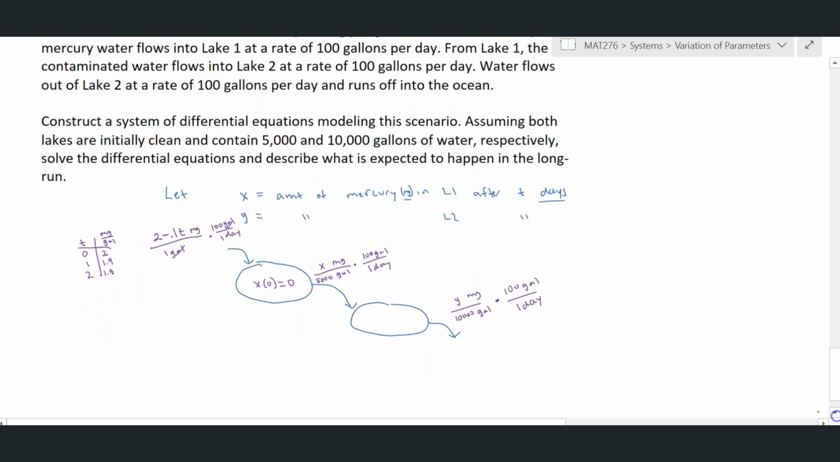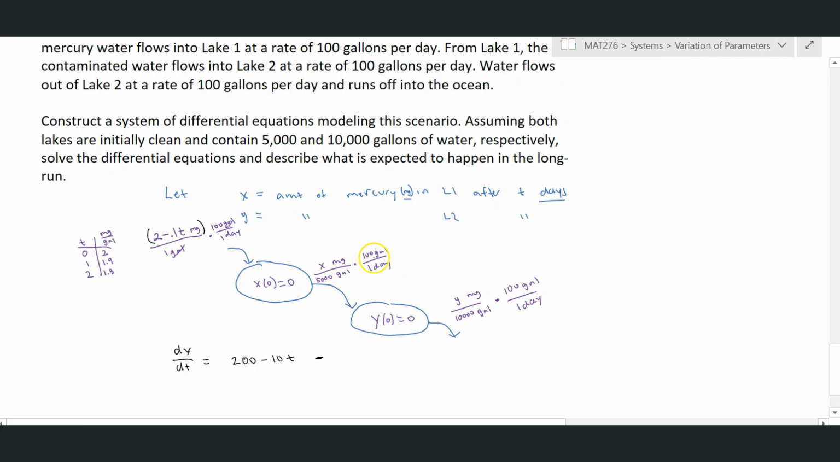Now we can collect the appropriate terms and write our models. I guess we should have also said that y of 0 equals 0. And now we can write dx dt. So it's going to be the rate of milligrams per day in. Well, that's going to be just the 2 minus 0.1 t times 100, which I'll go ahead and write as 200 minus 10t. And that will just make it so that I distribute the 100 into this expression here. And then I have minus the outflow. So this is the inflow, right? And even though it has a minus sign, keep in mind that it's just decreasing every day.